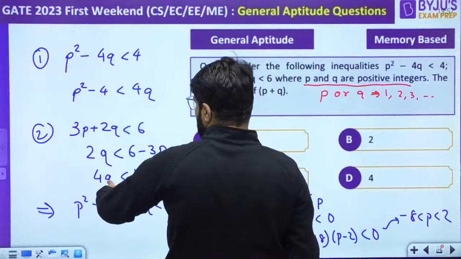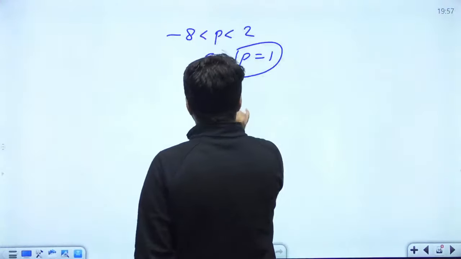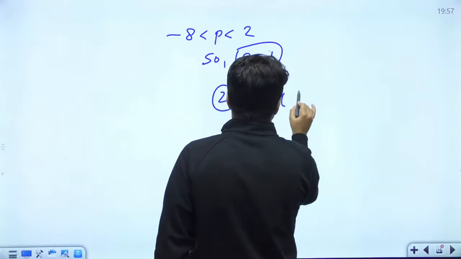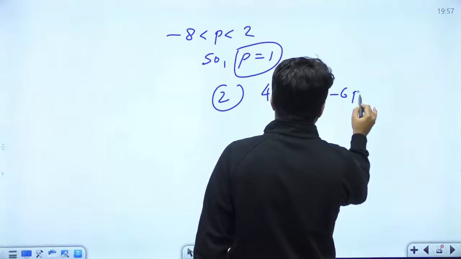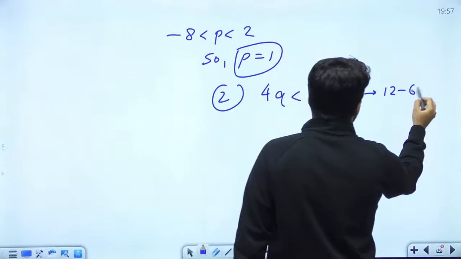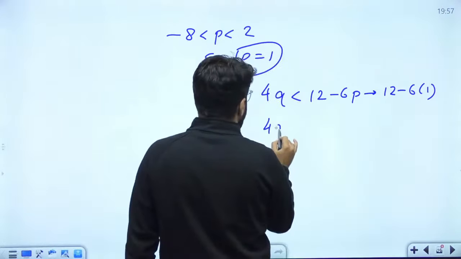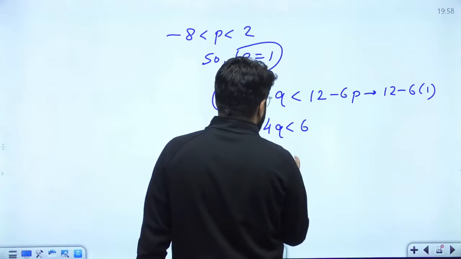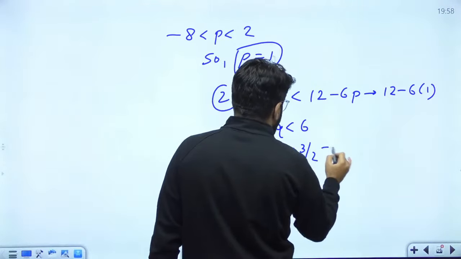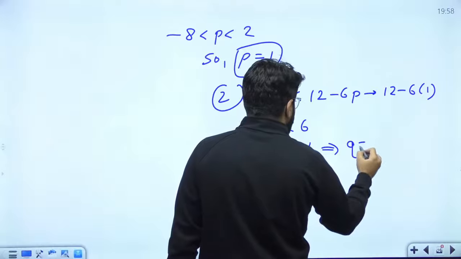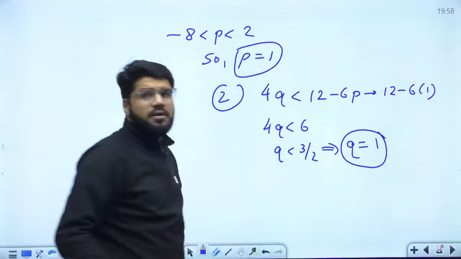So if I take inequality number 2, 4Q should be less than 12 minus 6P, and that is 12 minus 6 into 1. So 4Q has to be less than 6. Q has to be less than 3 by 2, right? But Q is a positive integer, so Q has to be 1.